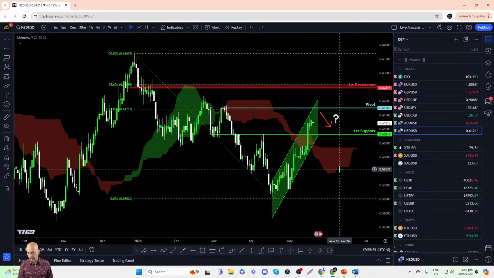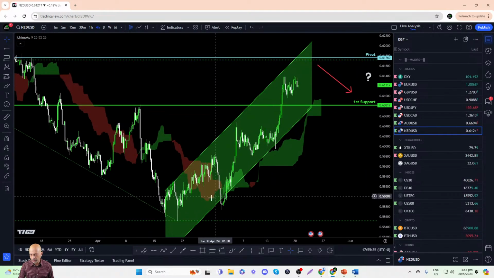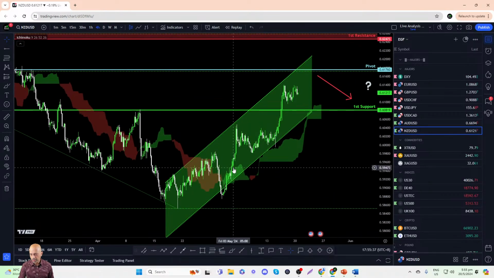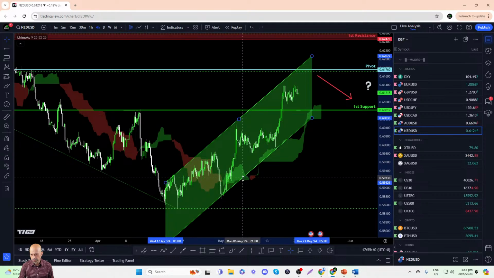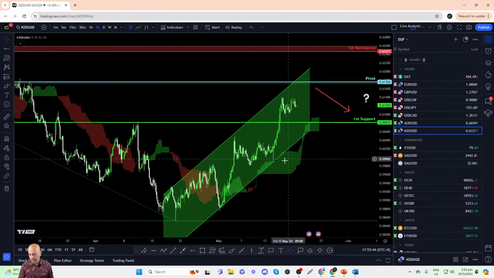Right, okay, let's see if we can fine tune the analysis. Let's move on down over to the 4-hour time frame. You can see quite clearly, the Kiwi is trading very nicely in a bullish channel, and is also trading above the bullish Ichimoku cloud on the 4-hour time frame as well.